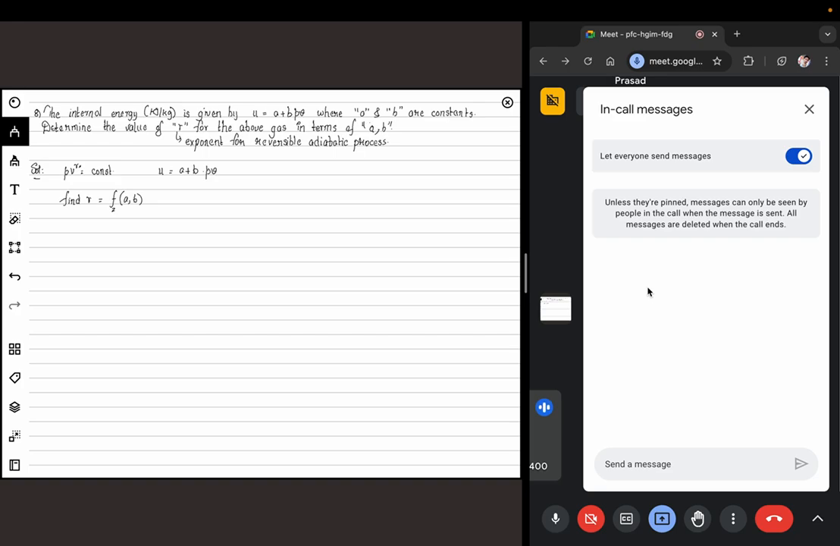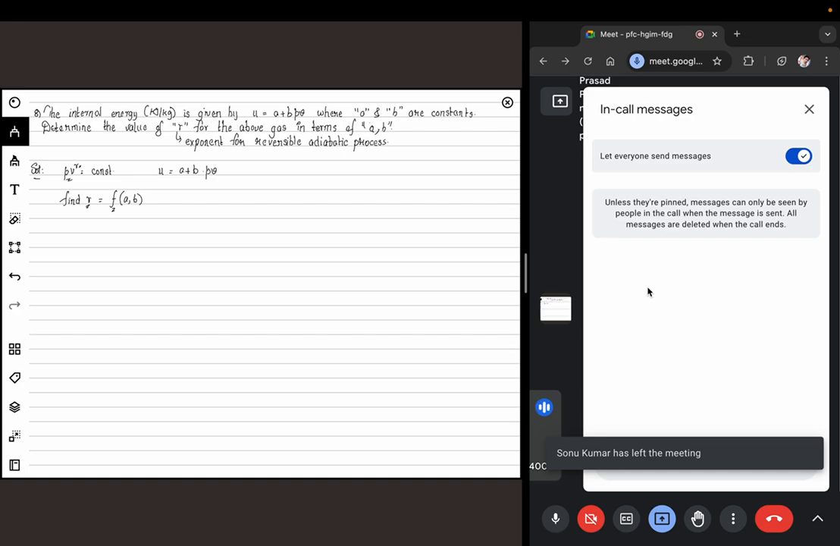Whenever you ask questions like this, all you need to do is understand where this connection comes from. PV to the power gamma equal to constant is a process. U is a state function, so this is not going to depend on the process. So now we have to relate that with this. How do we relate that?